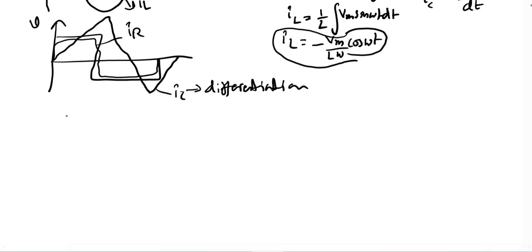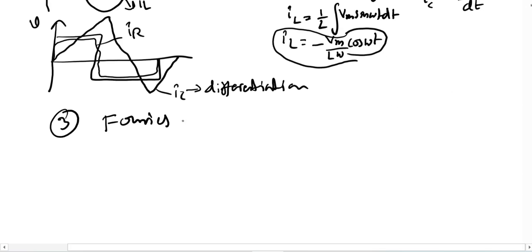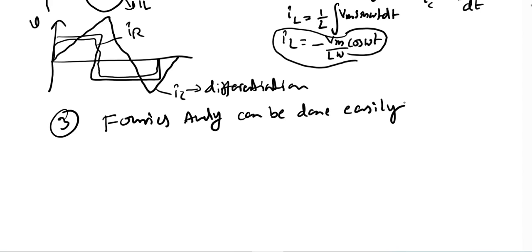The third point is that Fourier analysis can be done very easily. If you want to do spectral analysis of the signal, you need to go for Fourier analysis. This Fourier analysis you can do very easily if your signals are sinusoidal. So that is the point.